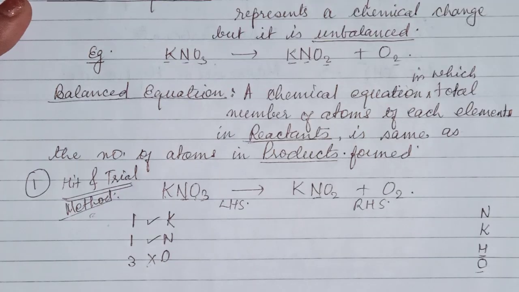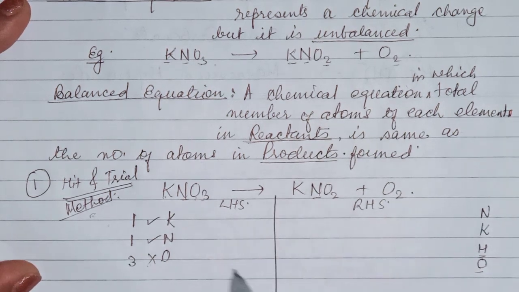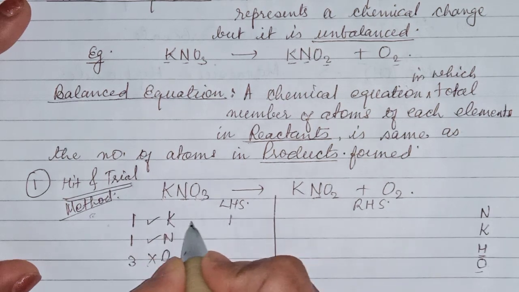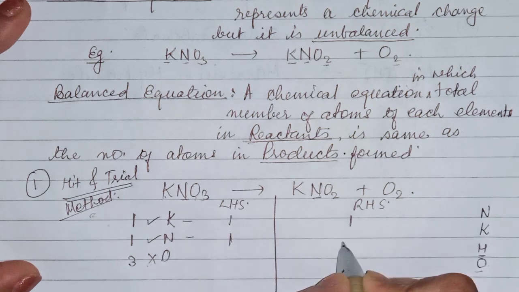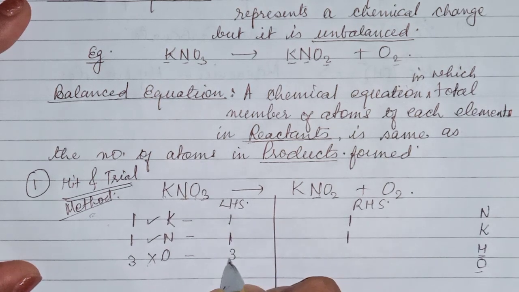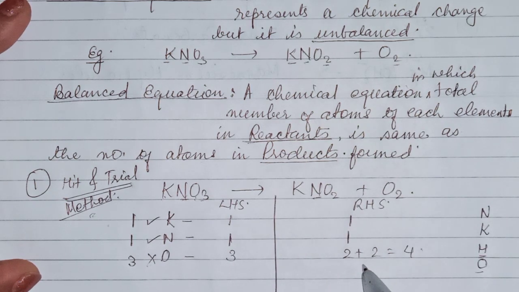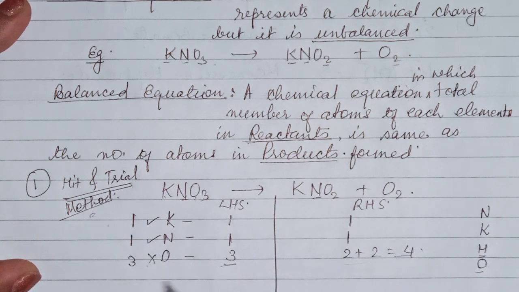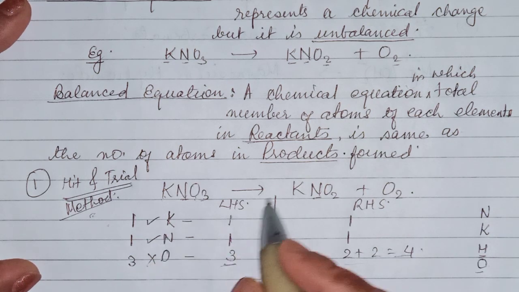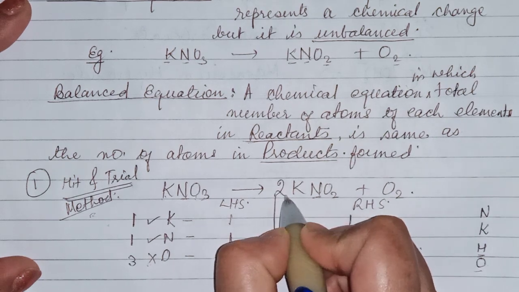See, you have to write it like this, left hand side and right hand side. Potassium 1 atom, this side it is 1 atom. Nitrogen 1 atom, this side also 1. Oxygen 3 atoms, this side it is 2 plus 2, 4. So we need balancing over here for oxygen. So take one common factor which can balance both sides. Let's take any number. Let's take 2 over here.